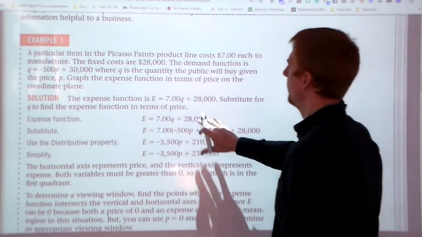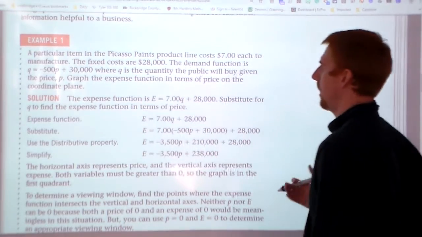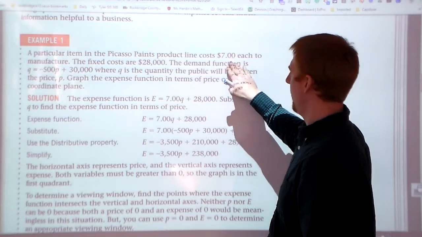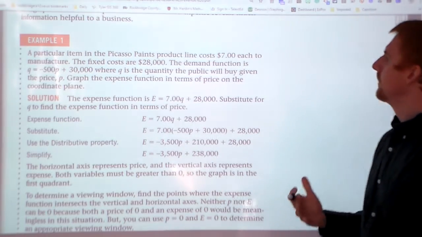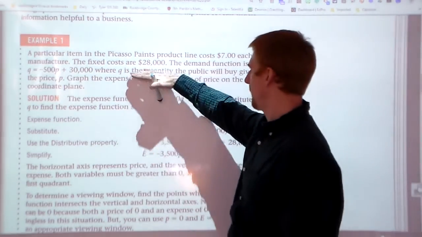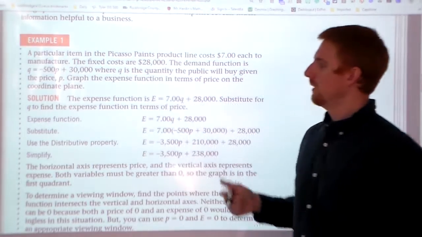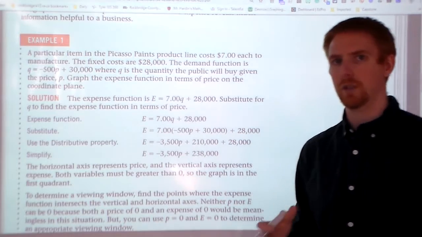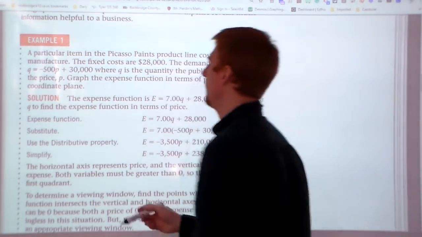So it starts off talking about this company called Picasso Paints, and it costs them $7 to manufacture their paint, and it costs them $28,000 in fixed cost. So ultimately we're getting an expense equation. Before we do anything else, we really need to create an expense equation here.